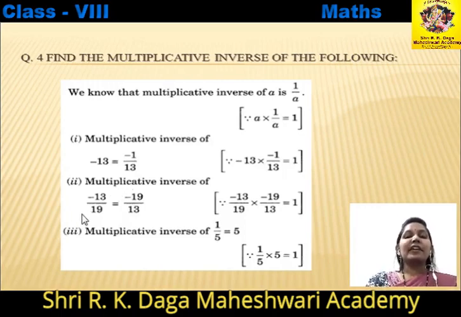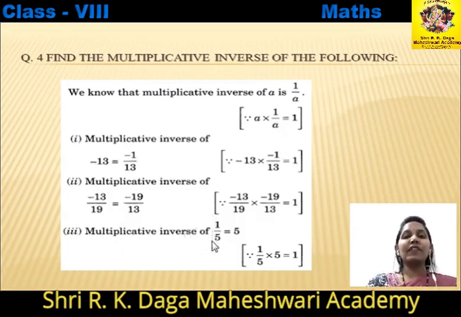Second is the multiplicative inverse of minus 13 by 19, which is equal to minus 19 by 13, because when we multiply these two numbers, 13 will cancel, 19 will cancel, and minus into minus will become plus, so it will be plus 1.